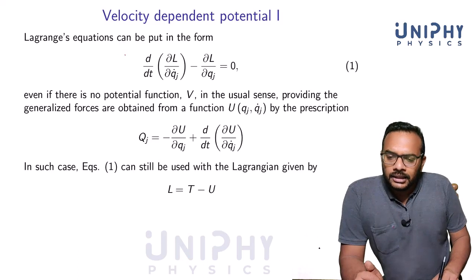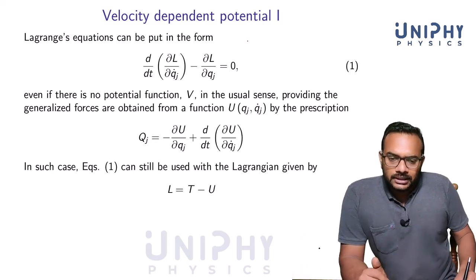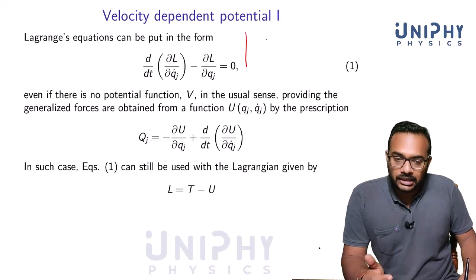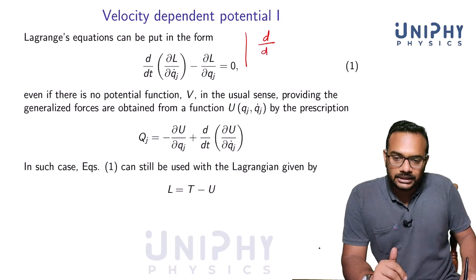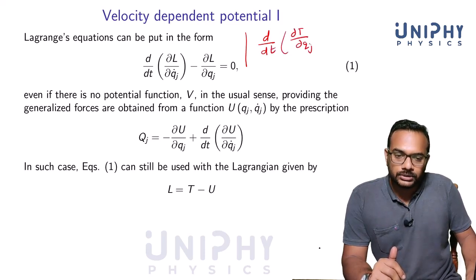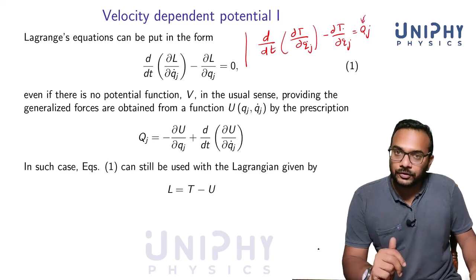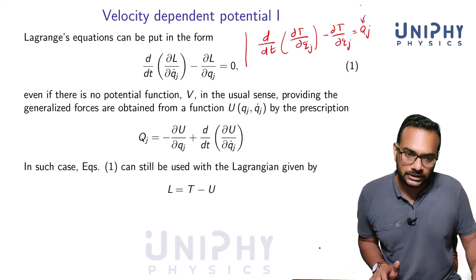So normally we started by saying that we got the Lagrange's equation in this form. If you remember D'Alembert's principle, from D'Alembert's principle we got the Lagrange's equation in this form, d by dt of dou T by dou qj dot minus dou T by dou qj is equal to Qj, where we called this the generalized force, components of the generalized force.